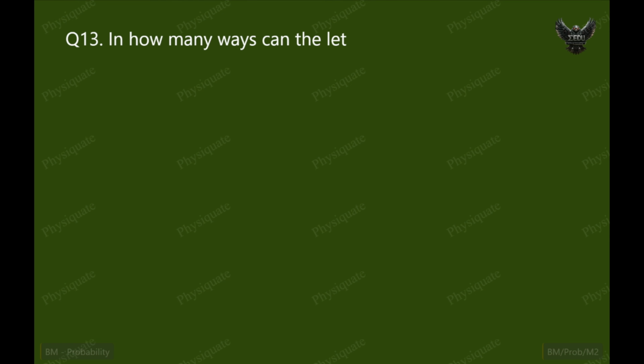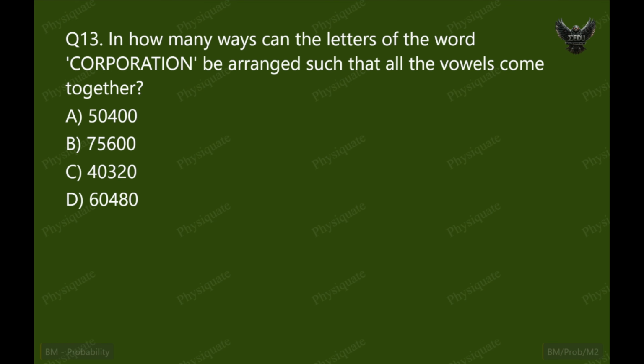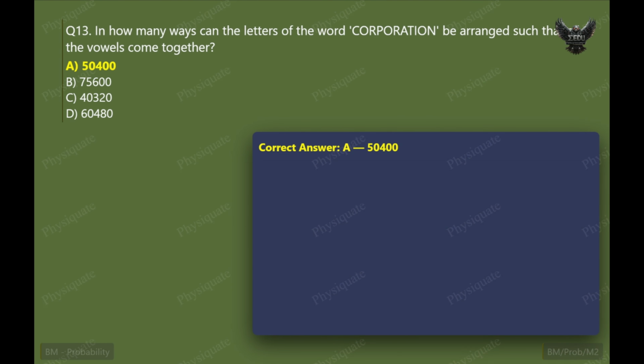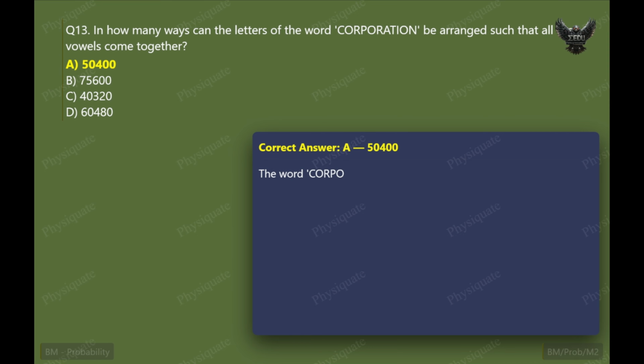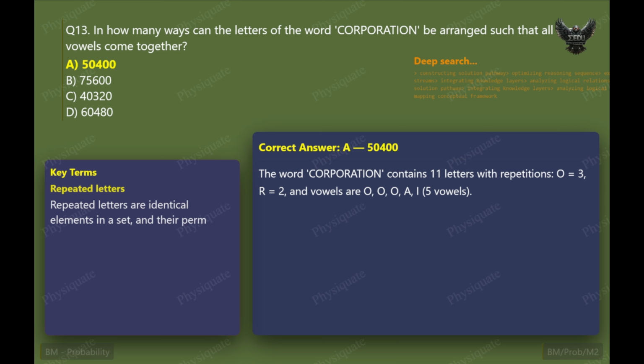Question 13. In how many ways can the letters of the word corporation be arranged such that all the vowels come together? Correct answer is option A. The word corporation contains 11 letters with repetitions, O equals 3, R equals 2, and vowels are O, I, totaling 5 vowels. Now let us consider repeated letters. Repeated letters are identical elements in a set, and their permutations are counted by dividing factorial by the factorial of their frequencies.